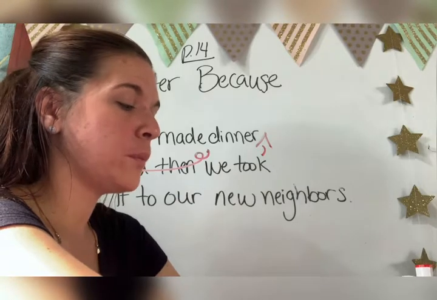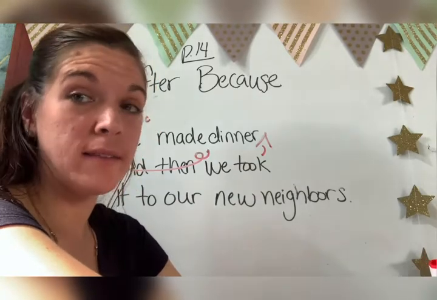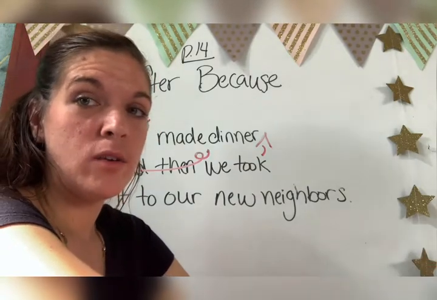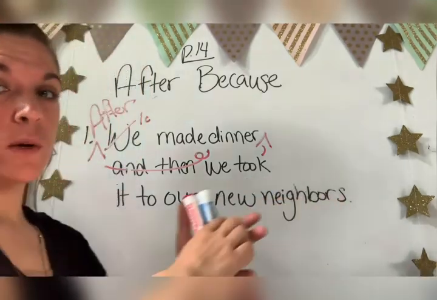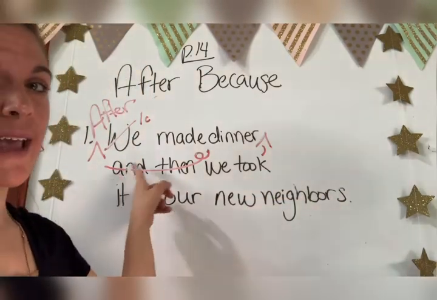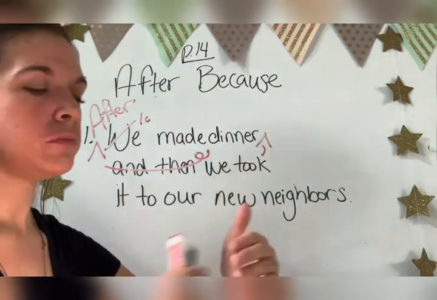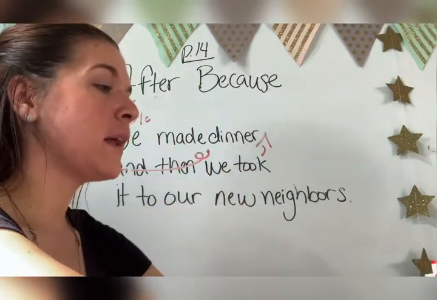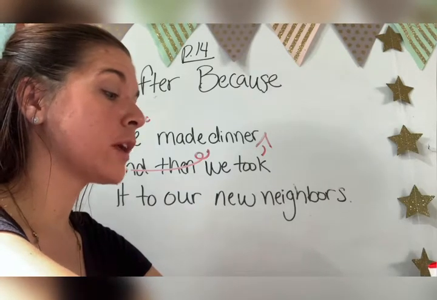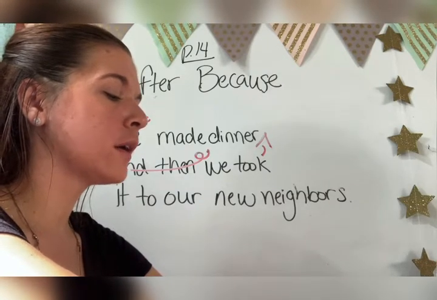Step number 2. Put a comma right before where those connecting words were. Remember, here were my connecting words, and then I put a comma right before it, which was after dinner. So step 1, delete your connecting words. Step 2, put a comma in front of where they were.